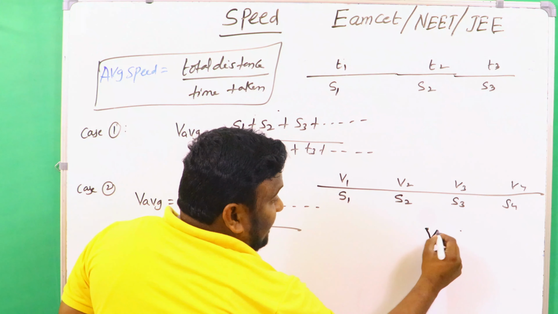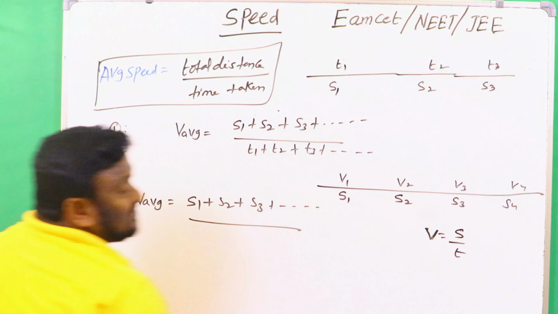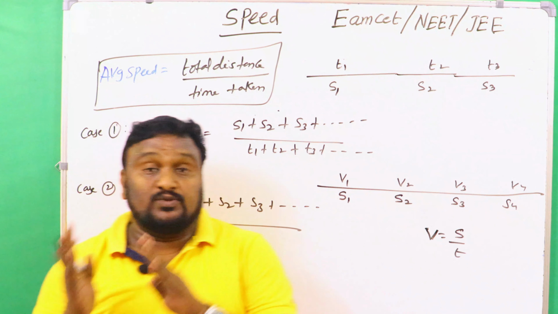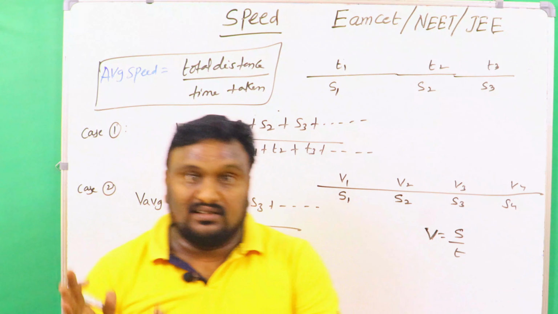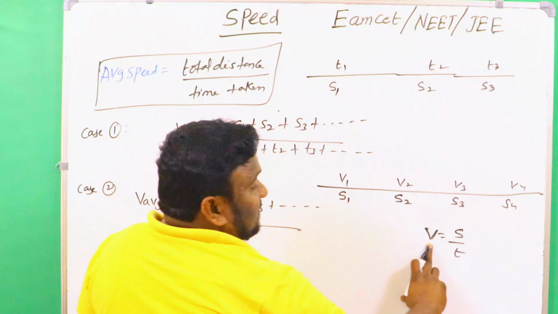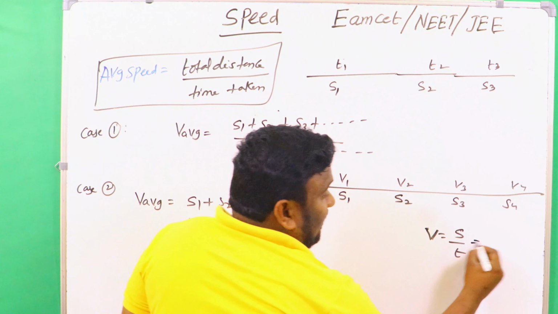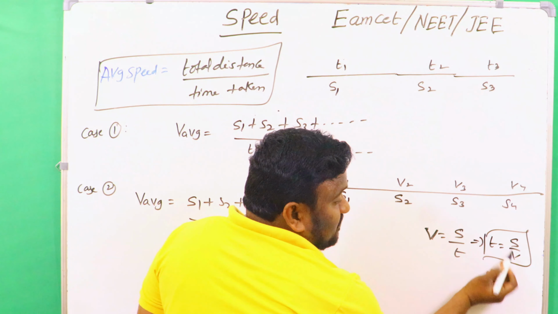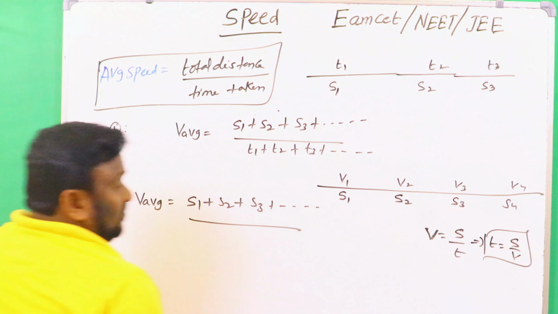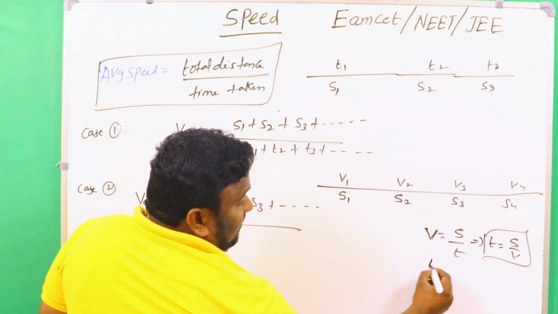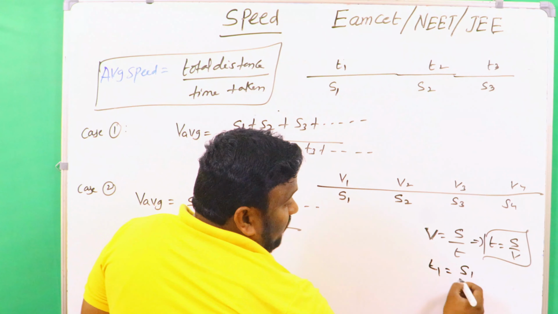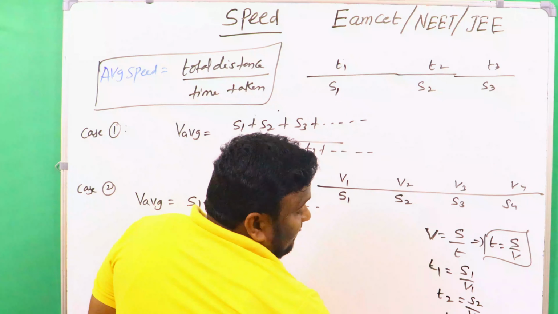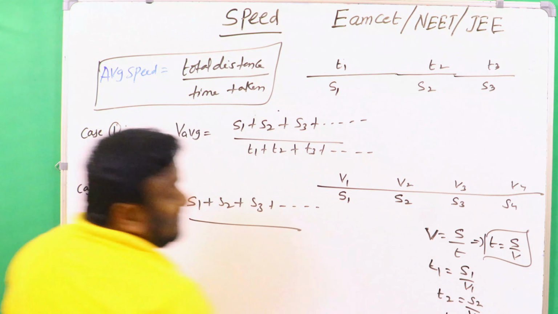speed is equal to distance by time. In case of straight line motion, we consider velocity and speed to be similar. That's no problem here. So V is equal to S by T. From that we can write T is equal to S by V. Time is equal to distance by velocity. Then obviously T1 is equal to S1 by V1, T2 is equal to S2 by V2, and T3 is equal to S3 by V3, like that.